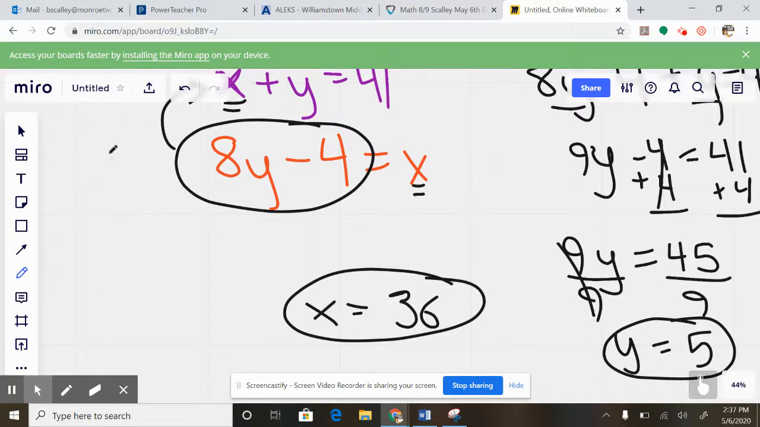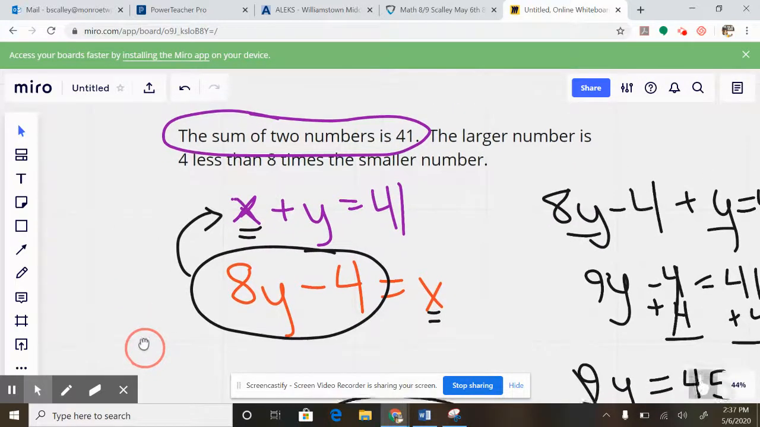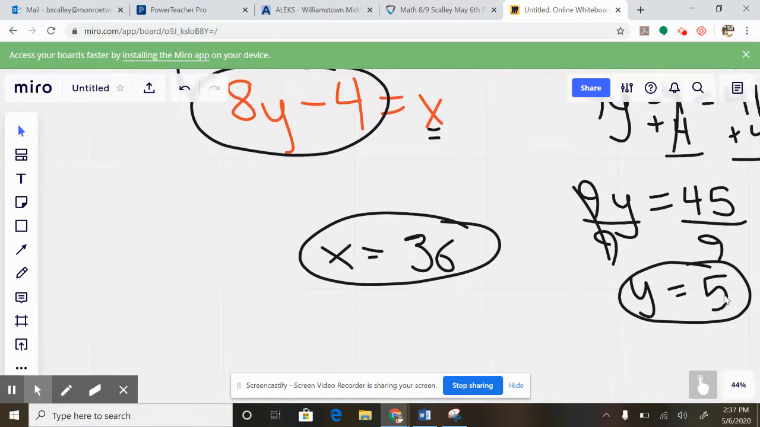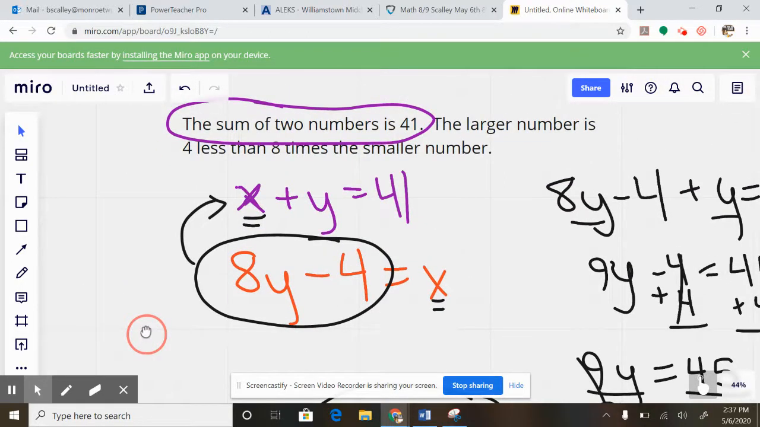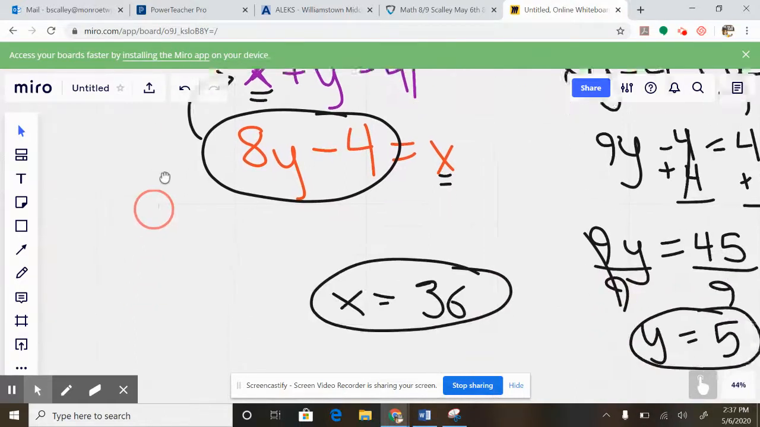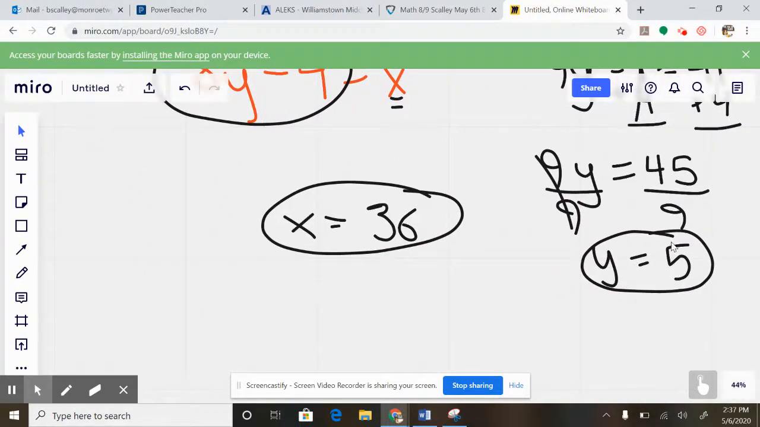So I have my two missing numbers. I can check to make sure they're right. The question said that the sum should be 41. So yes, 5 plus 36 does give me 41. The question also says the larger number is 4 less than 8 times the smaller number. So if I take this smaller number 5 and multiply it by 8, I get 40. But 4 less than that is 36. So these are the two mystery numbers that the problem is looking for.